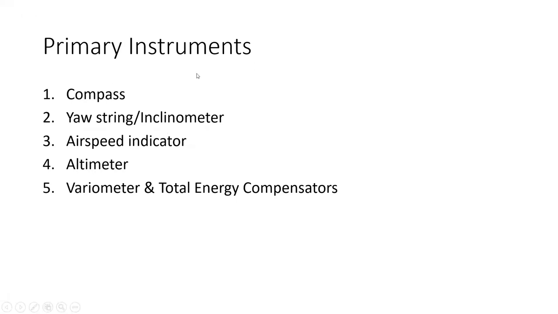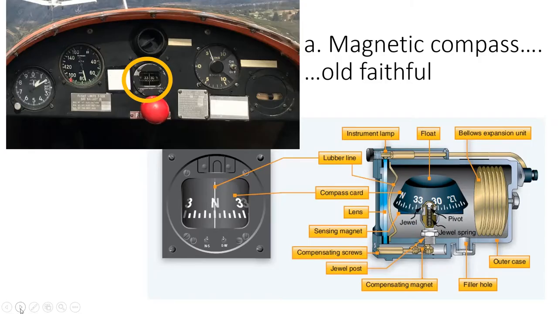So here are your primary instruments: compass, yaw string, airspeed indicator, altimeter, and then the variometer and total energy compensators. We start with the magnetic compass, Old Faithful. This is a compass card inside a fluid, nicknamed a whiskey compass, because back in the day they would say it was in some type of alcohol.